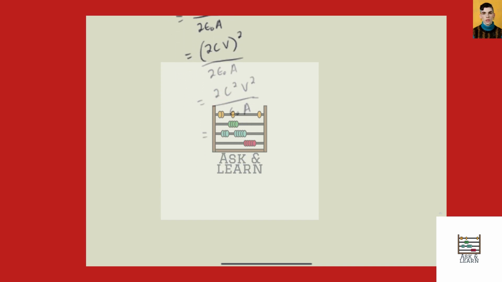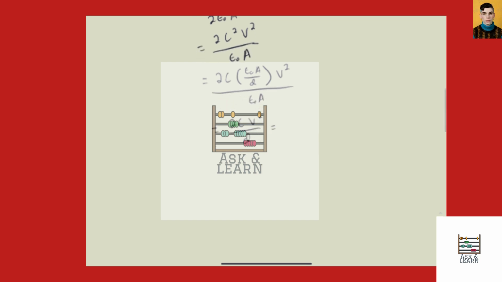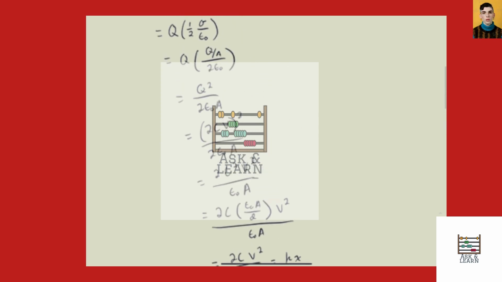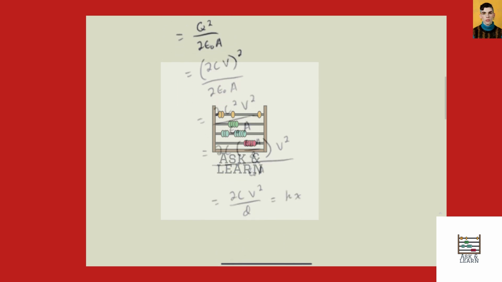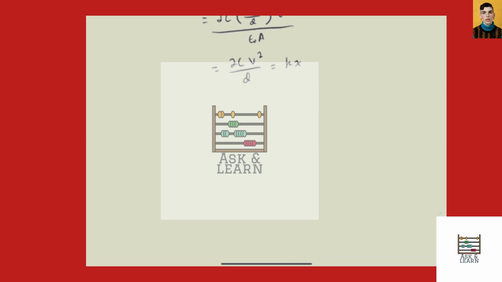But we can take a C out of here. And we know that C is epsilon naught A over D, which is the original separation distance, times V squared over epsilon naught A. So this is going to be 2C times V squared over d, and that equals kx. And x is 2 millimeters, C is 2 microfarads, V is 100 volts, and D is 8 millimeters.